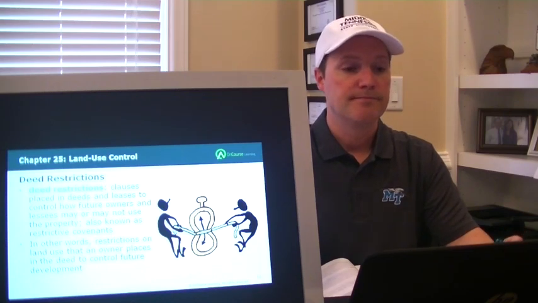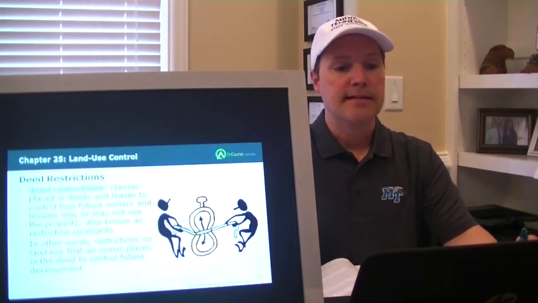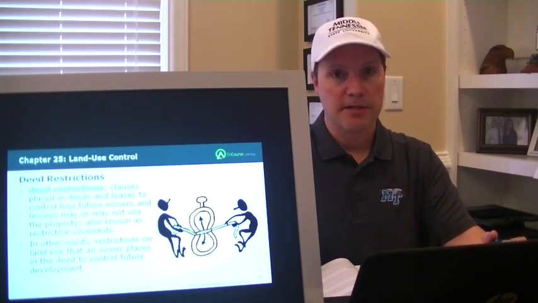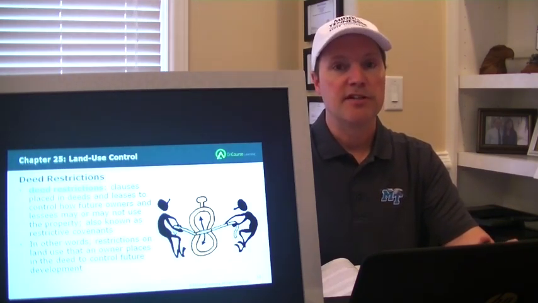So, deed restrictions. Clauses placed in deeds and leases to control how future owners and lessees may or may not use a property. Okay? Also known as restrictive covenants.